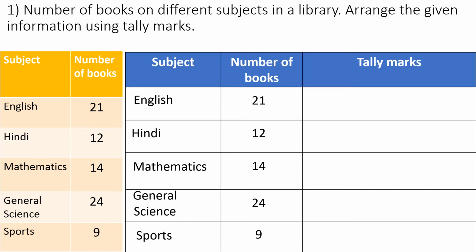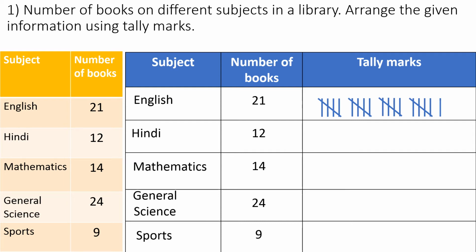For English, we have 21 books. So mark 21 lines. Let's count. 1, 2, 3, 4. Cross fifth line. 6, 7, 8, 9. Cross line for 10. 11, 12, 13, 14. Cross line for 15. 16, 17, 18, 19. Cross line for 20. And 21.